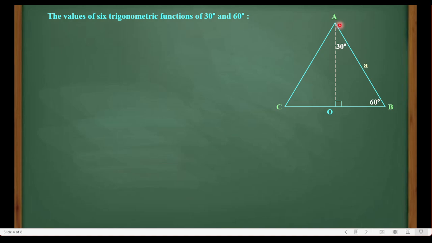So if one of the sides of an equilateral triangle is denoted by small letter A, this side happens to be the hypotenuse of this 30-60-90 right triangle. And of course, segment OB is half of this length, which is A over 2. And the perpendicular bisector, which happens to be the height of this triangle, can be determined by computing the length of this segment in terms of A. Of course, you apply the Pythagorean theorem.